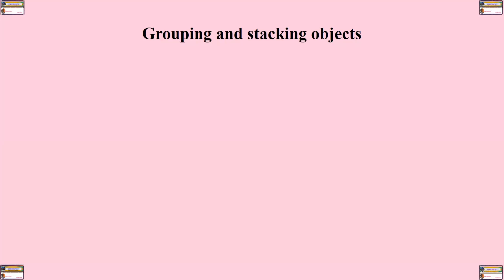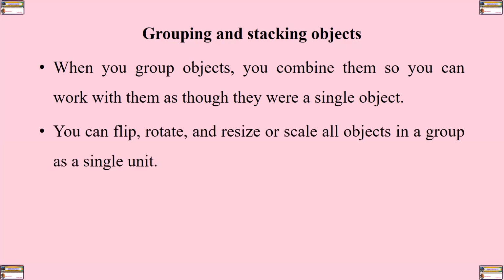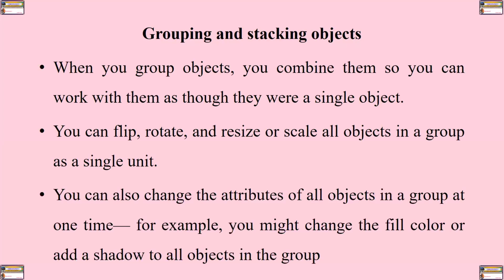Sometimes you may have several objects that you want to combine and treat as a single object. So how do you group and stack objects in a slide? When you group objects, you combine them so you can work with them as though they were a single object. You can flip, rotate, and resize or scale all objects in a group as a single unit. You can also change the attributes of all objects in a group at one time. For example, you might change the fill color or add a shadow to all objects in a group.